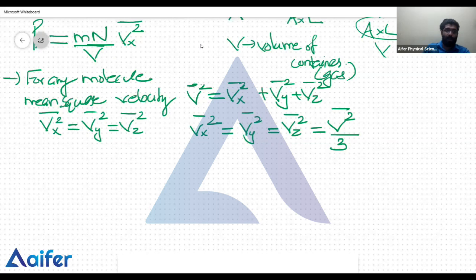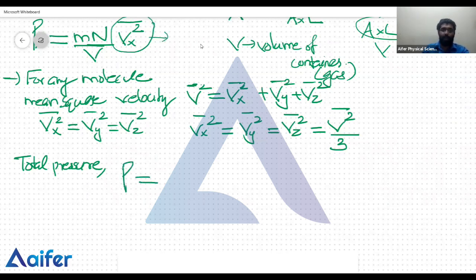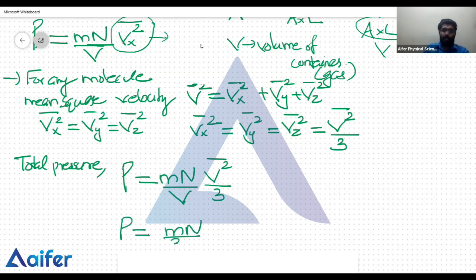So total pressure. Now this is the pressure due to the molecules moving along the x direction only. If you want to get the total pressure, just rearrange this expression using the total velocity. So P will be equal to mN by V. What is Vx square bar? Which is V square bar by 3. So this is the expression, which is mN by 3V.